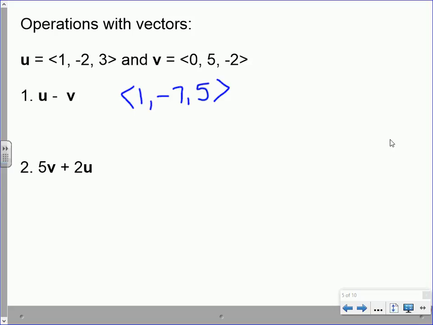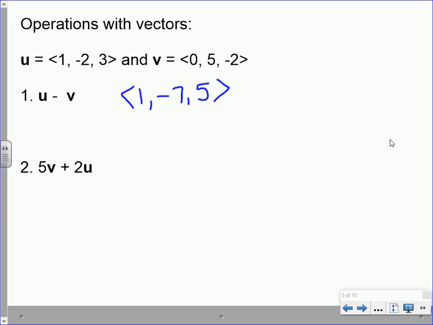Okay, I tricked a couple of you because this is 5v plus 2u. Up here, u is written before v. So some of you just went right in order, right? uv, that's how it should go all the time. Be careful, okay? Because is this an overly difficult concept? It is, okay. Maybe reading is the issue. Okay, so just pay attention to the details.